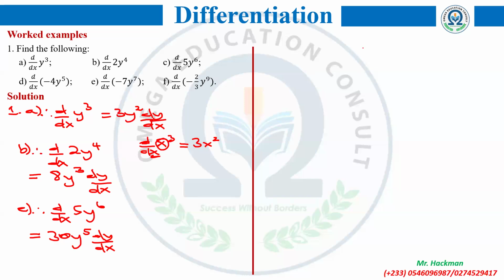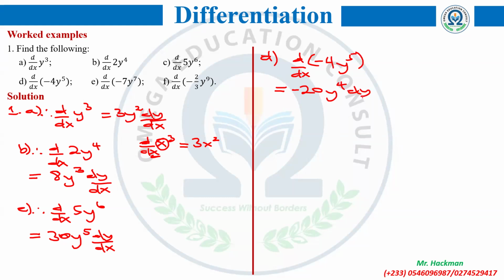Very good. So now let's look at the d. What do we have? We've been given d/dx of minus 4y to the power 5. I'm putting it in brackets because of the negative. Let's do this one also together. So this will be equal to minus 20y to the power 4 dy/dx. Very good.